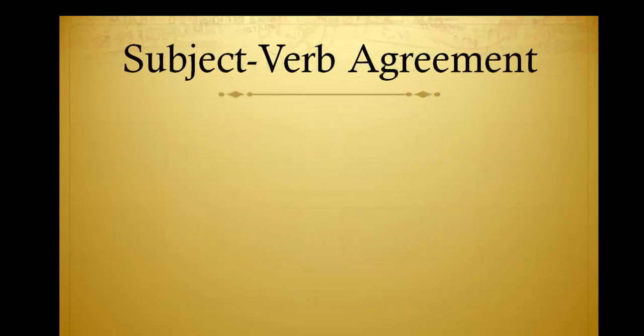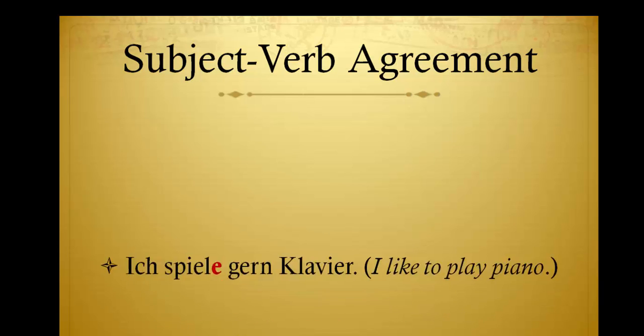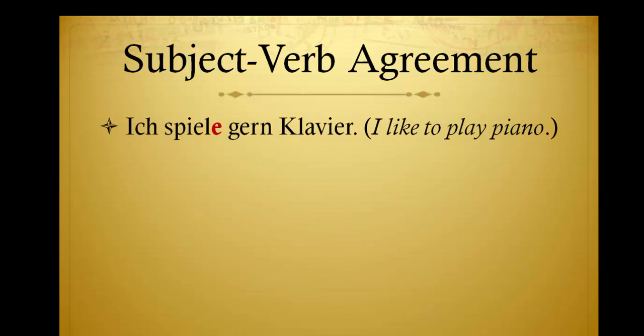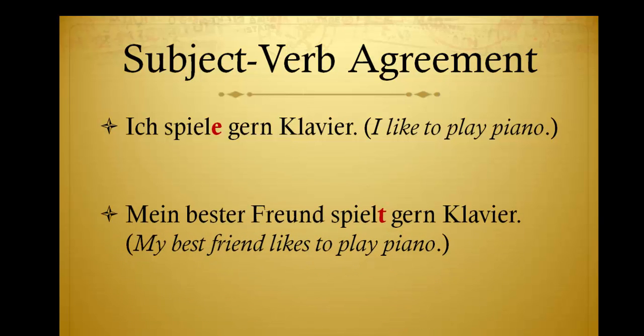The verb must agree with the subject. It means that the verb will have a different ending depending on the subject. Note the subject in the first sentence. It is ich, the first person singular. The corresponding verb ending is e. Note the subject in the second sentence. It is mein bester Freund, the third person singular. The corresponding verb ending is t.